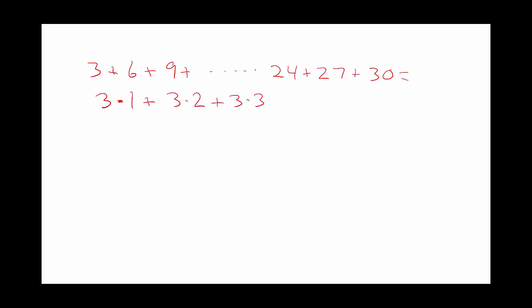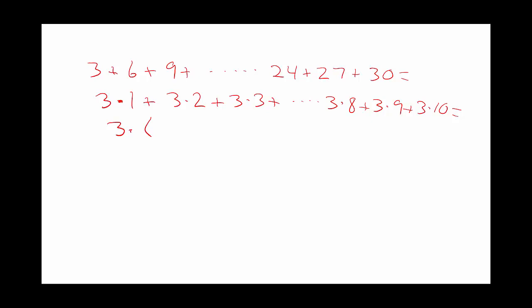So we've got 3 plus 6 plus 9 all the way up to 30. So let's rewrite that. It's 3 times 1 plus 3 times 2 plus 3 times 3 plus 3 times 8 plus 3 times 9 plus 3 times 10. And now we can clearly see we've got a common factor of 3. So let's factor that out.